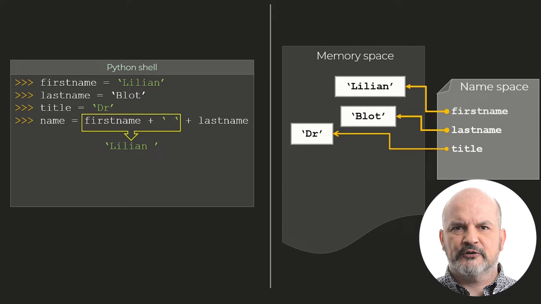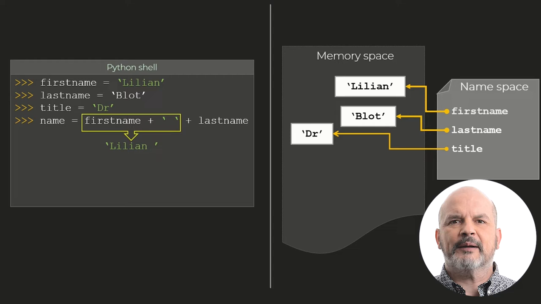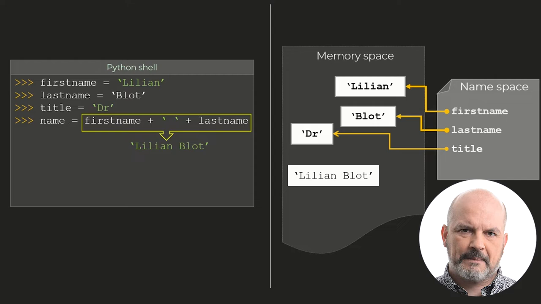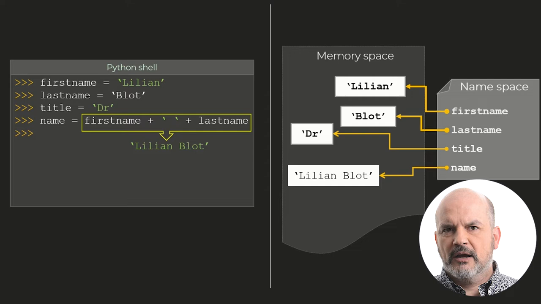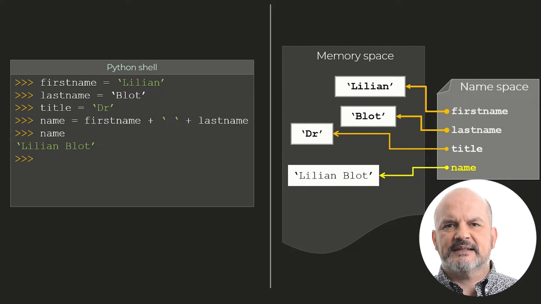The interpreter continues to evaluate the expression using the partial result. Again, it fetches the value assigned to the variable last name and adds it to the expression in place of the variable last name. The result of the full expression is now computed. Next, the interpreter is going to do the assignment operation. The variable name is added to the namespace, and the variable name points to the string Lilian Blot. When evaluating the variable name, the interpreter fetches the value assigned to it and displays it.